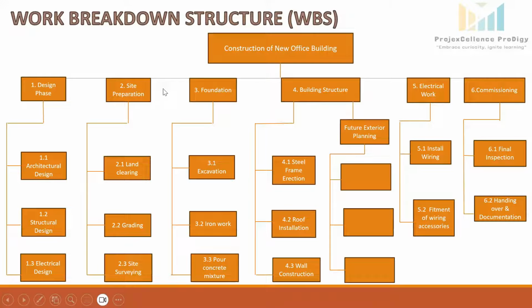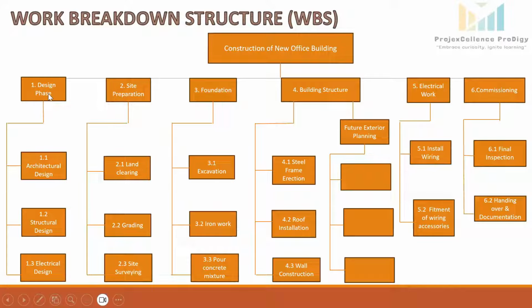This level is called the control account, and this is the management control point. All the work packages related to the control accounts are integrated here for cost, scope, and schedule. And management would like to see the progress at this level. Control accounts are further broken down into work packages. These are the work packages. Work packages are the smallest unit of work, and they can be easily estimated for schedule and cost, and managed effectively.